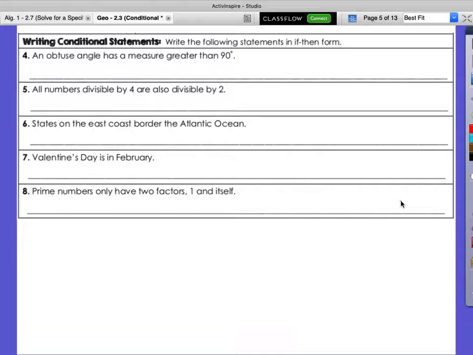Sam, what do you think, buddy? If it is an obtuse angle, it has a measure greater than 90 degrees. I agree with a lot of that. I'm going to change one wording in it, but I love what you did. If an angle is obtuse, then it has a measure greater than 90 degrees. Where did I get all this? I got it from the first part of the sentence. I'm still keeping it in the same order.